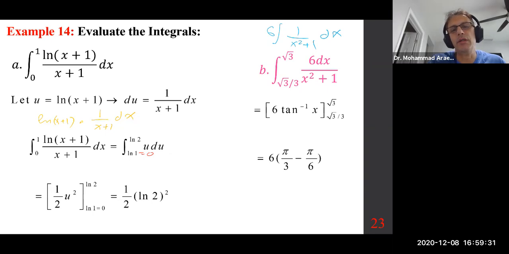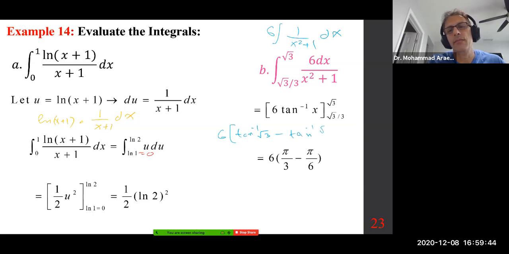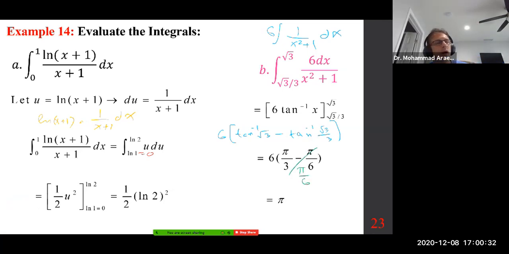And basically, it becomes 6 times tan inverse of square root of 3, minus tan inverse of square root of 3 over 3. This is basic trigonometry. So here we are saying what arc or angle gives us tan equal to square root of 3. It's pi over 3. And what arc or angle gives us tan square root of 3 over 3, which is pi over 6, okay? And pi over 3 minus pi over 6 becomes pi over 6. Multiply it by 6, and you get pi. So this is your final answer.